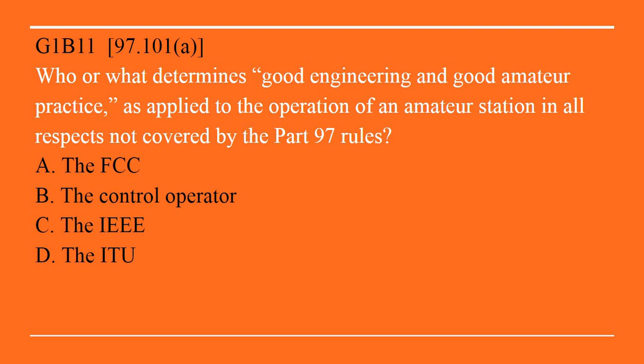G1B11. Who or what determines good engineering and good amateur practice as applied to the operation of an amateur station in all aspects not covered by the Part 97 rules? A. The FCC. B. The control operator. C. The IEEE. Or D. The ITU. Correct answer is A. The FCC.